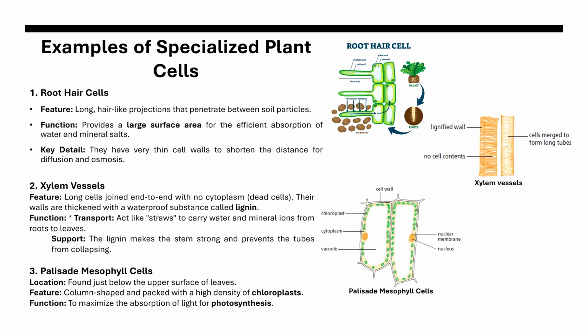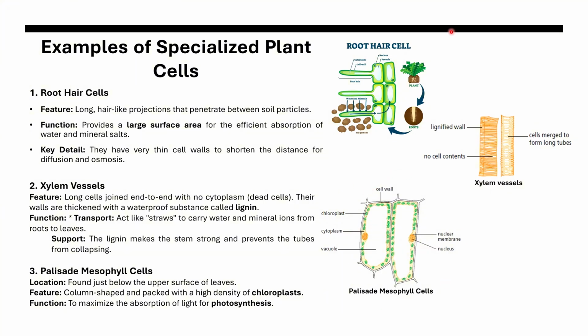Finally, we move to the leaf, where, right under the upper surface, we find the palisade mesophyll cells. These are column-shaped and packed with a high density of chloroplasts. These are palisade mesophyll cells, and here is the chloroplast. This is the cytoplasm, this is the vacuole, this is the cell wall, and here is the nuclear membrane and nucleus. You can find that all those are parts which we discussed earlier in this chapter.